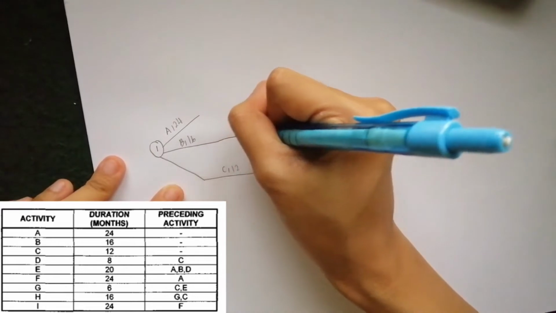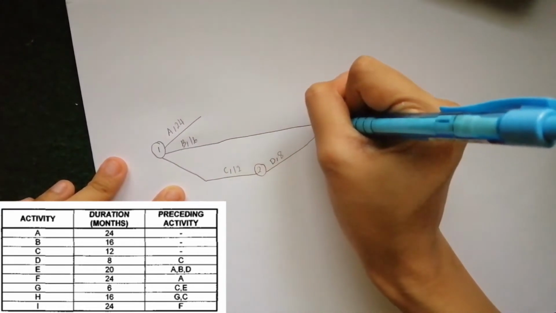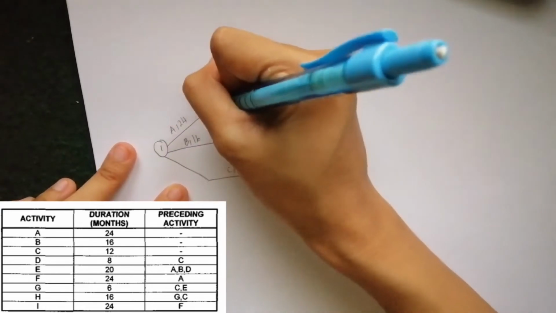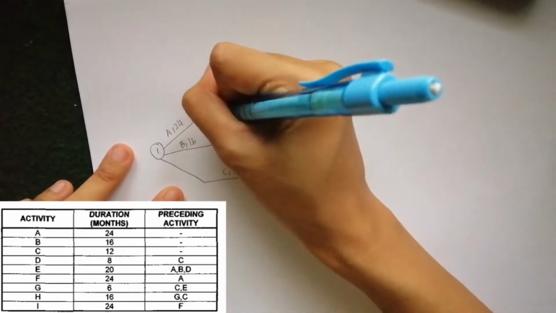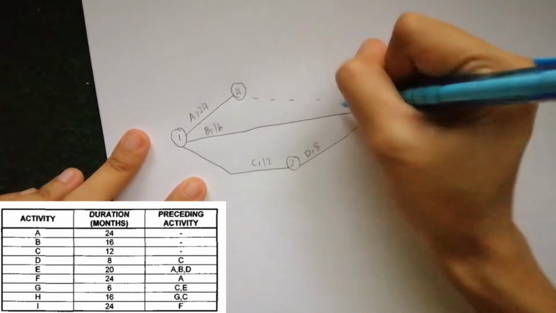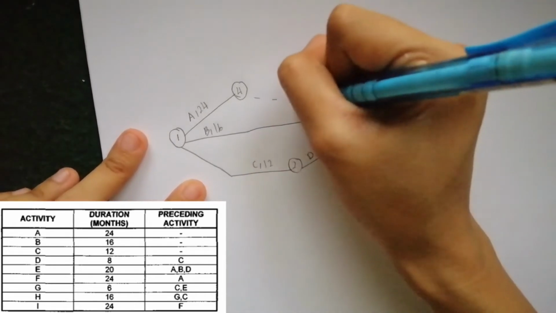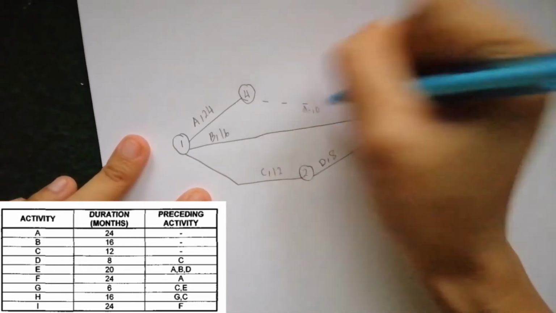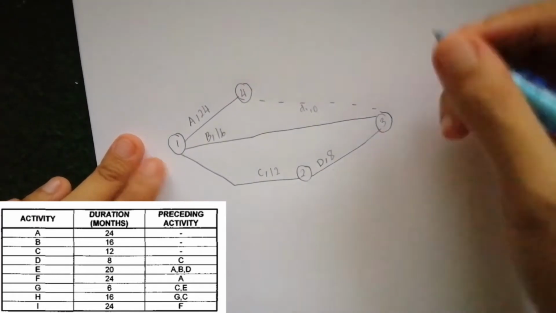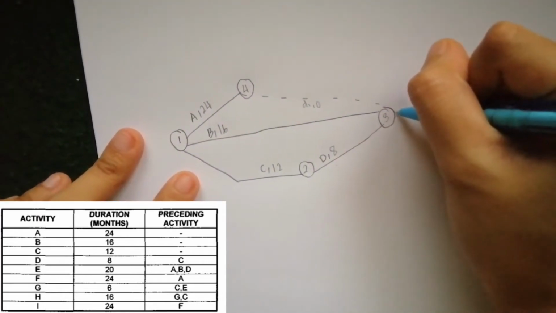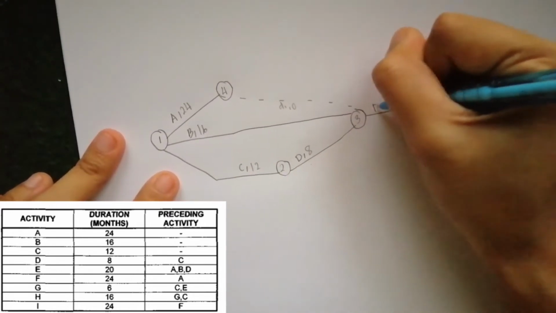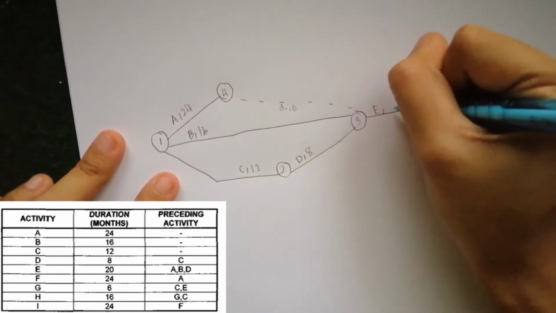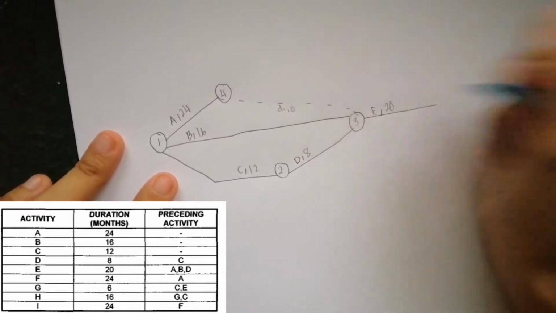Connect the B. Put the number 4 first, and draw the dummy line. So this is the first dummy, and there is no duration. Okay, and this is a line for E, and the duration is 21.